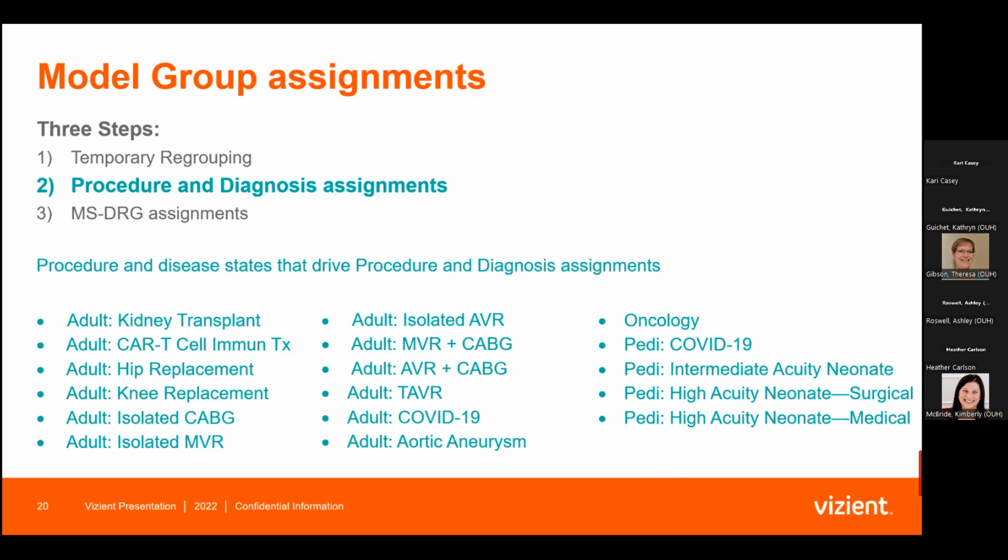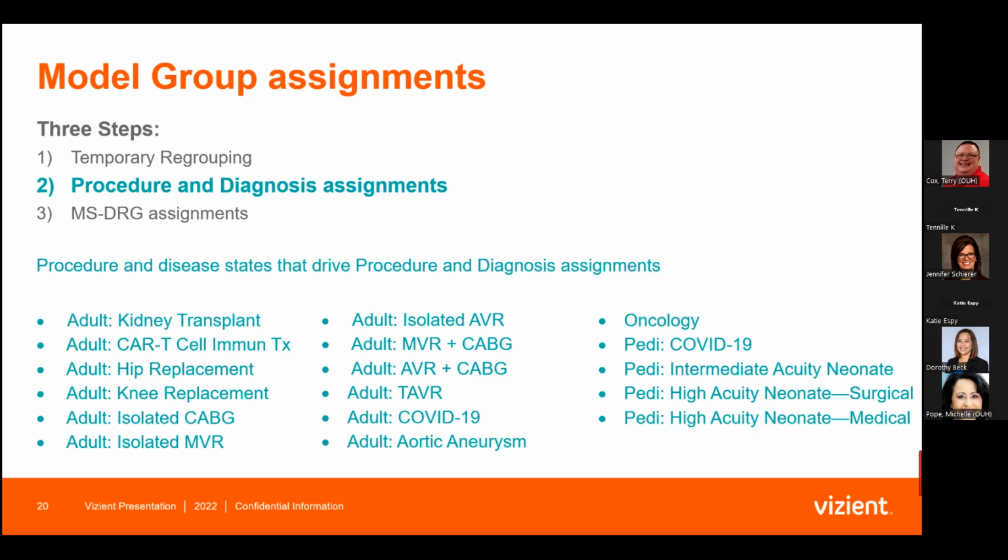After we've done the temporary regrouping, our next step is to evaluate encounters looking at the procedure or diagnosis codes listed here, which would then place them in a model group based on these conditions. Encounters meeting the ICD procedure code inclusion and exclusion criteria are assigned to a procedure model group regardless of the MSDRG assignment. Those procedures are listed here. For example, your THK procedures, your CABG procedures, and your cardiac valve procedures will most probably be in this model group because of the procedure code that was present.